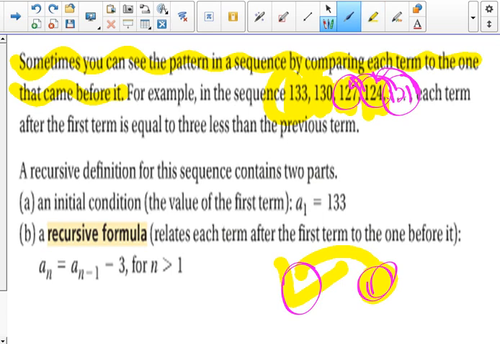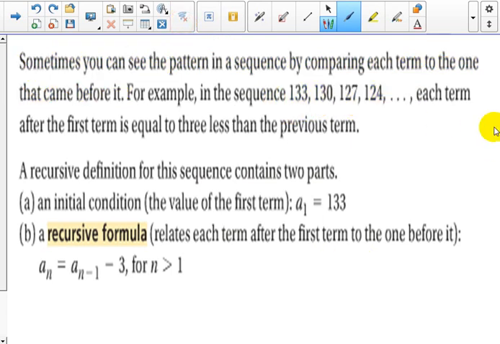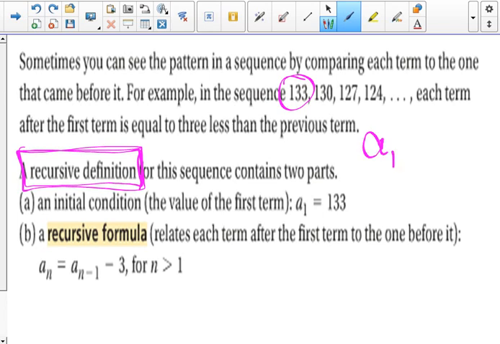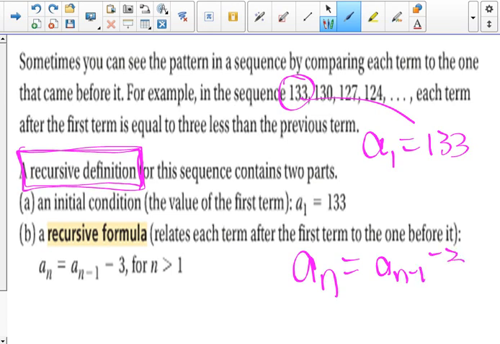This is called recursion. And you can't get anywhere in recursion if you don't have the first term. You have to have a starting point. So there's 2 things you need in a recursive definition. Let me be formal. In a recursive definition, we must have the first term, a sub 1 equals, in this case, 133. And then you have to have a definition. So what did we know? We knew that the current term was equal to the previous term, a sub n minus 1, minus 3. See, the current term is equal to the previous term minus 3.